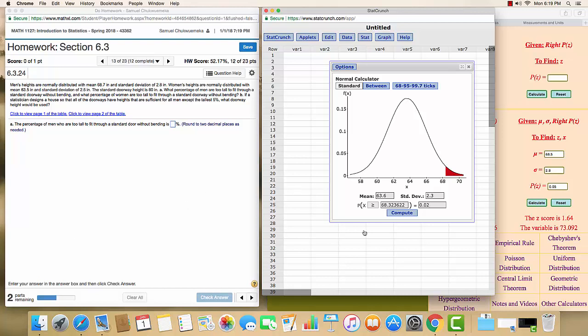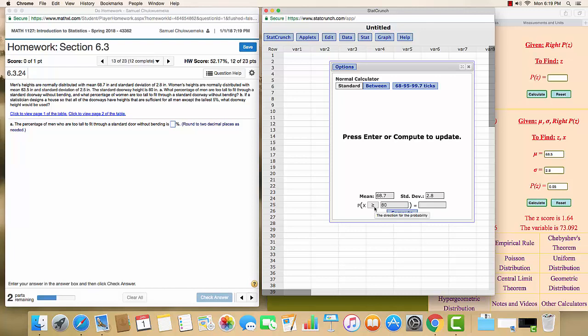Okay, so they're asking us for the probability. Make sure it's in standard. Let's do the men first. For the men, the mean is 68.7. The standard deviation is 2.8. And the standard doorway height is 80. So you come here, you put 80. You want to leave it because this is too tall.